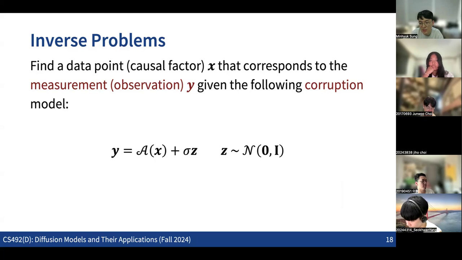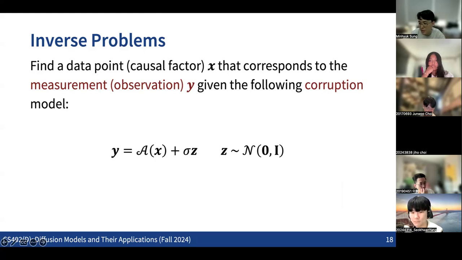But for most of the cases, this is not the deterministic kind of case. It's underdetermined, some kind of problem where there can be multiple possible dx from the given dy. So how we are going to solve this kind of problem is the question here. And there are tons of such cases.